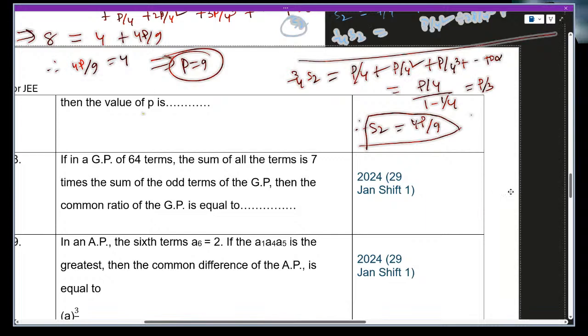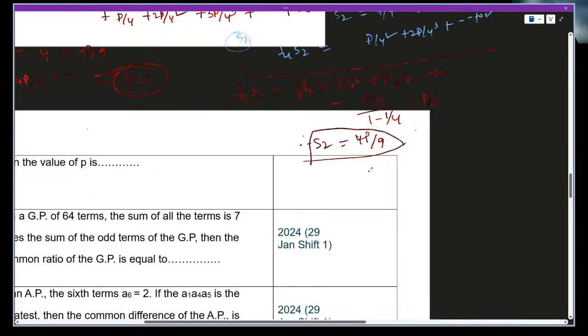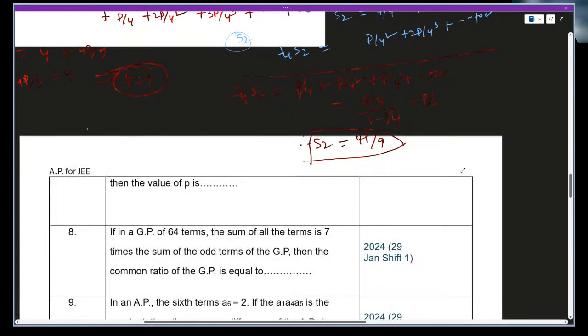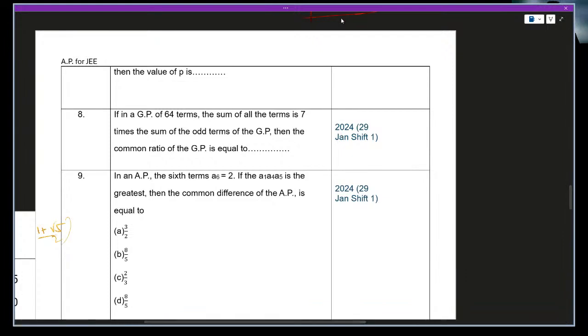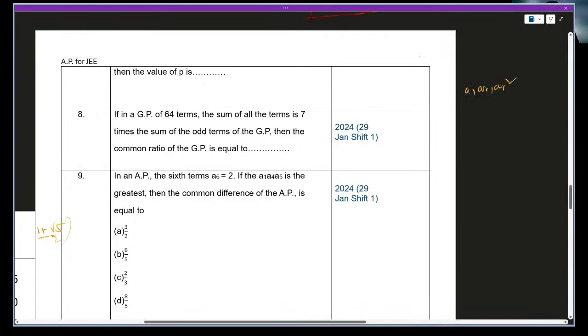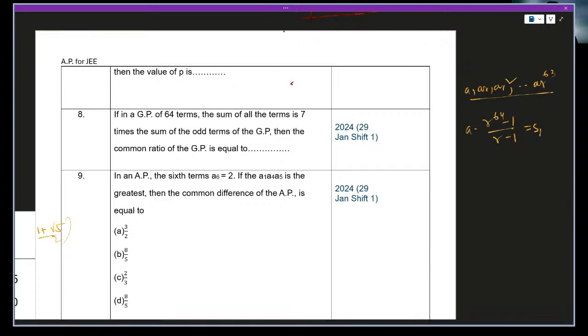So, you take the GP in this manner. AR square and AR to the power 63. Sum of all terms is what? 64 terms. This you know very well. This is S1. Sum of all terms is what? S2. Tell.